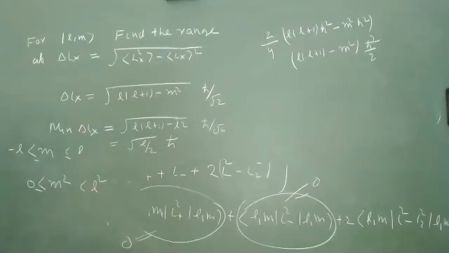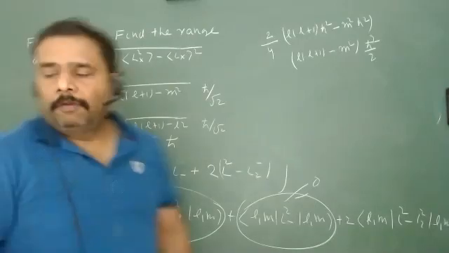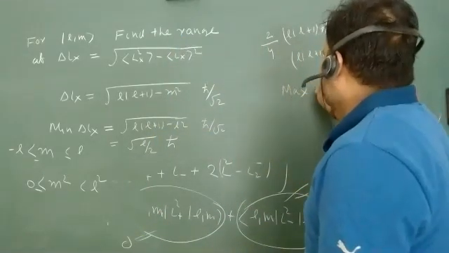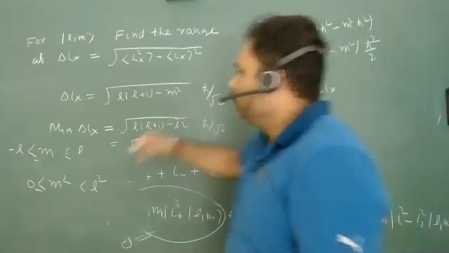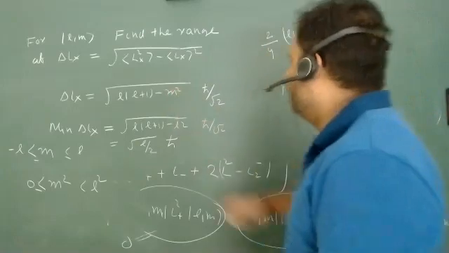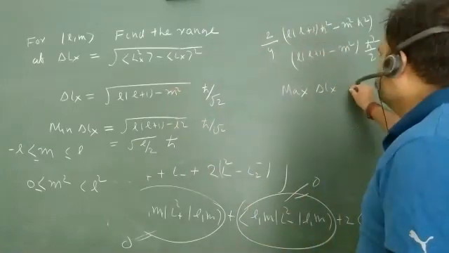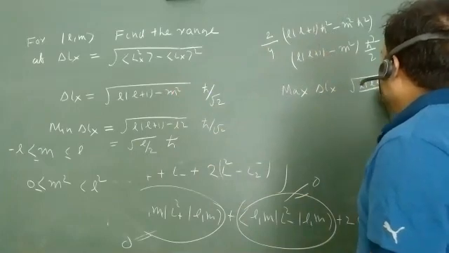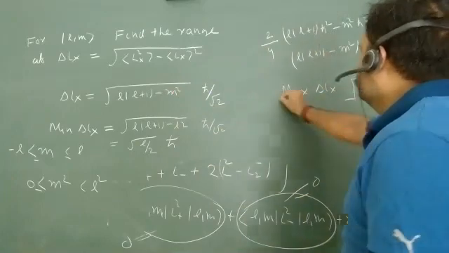And what will be the maximum? What will be the maximum of delta Lx? M equal to 0. Very good. For the maximum of delta Lx, you will put M equal to 0. So it will be the square root of L into L plus 1 times H cut by root 2. Okay, so this is the maximum value and that is the minimum value. So this is one of the wonderful problems. We can understand each and everything that is going to happen.